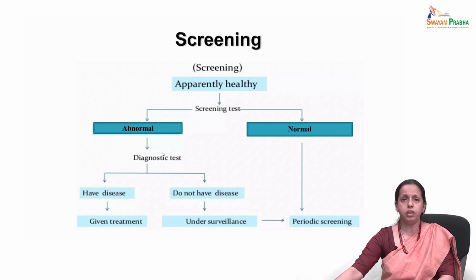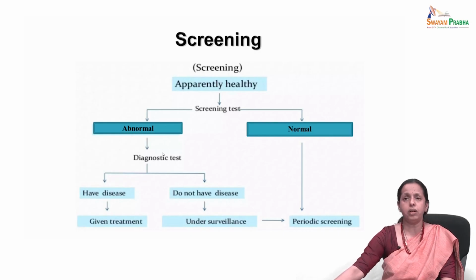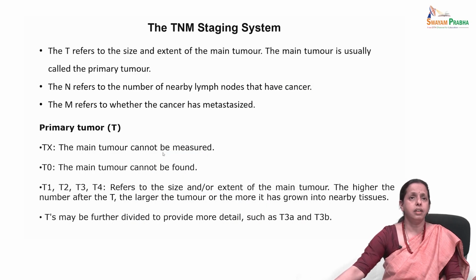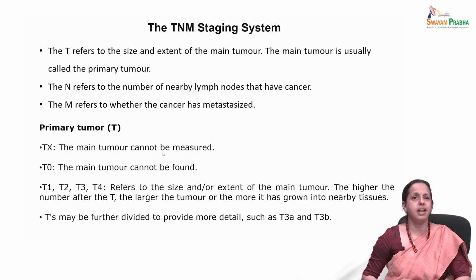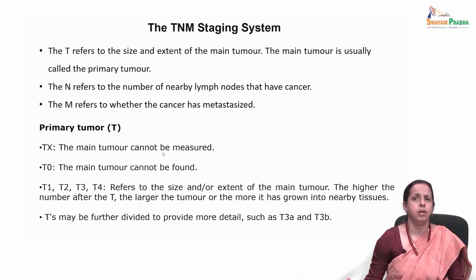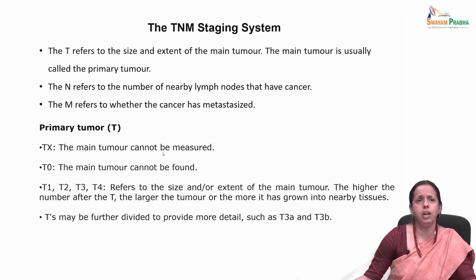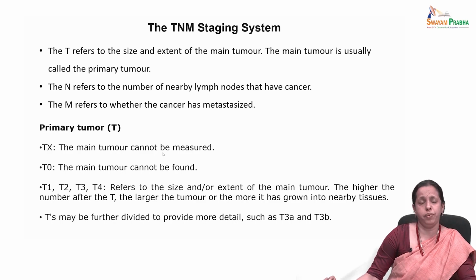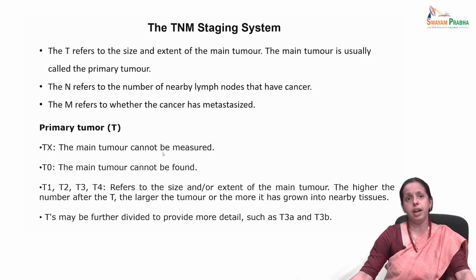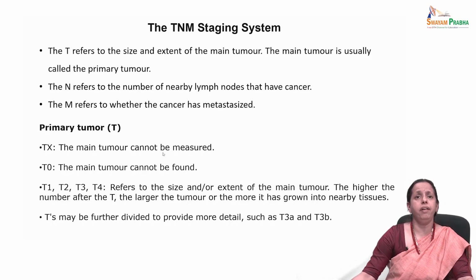Before we go into further depth, I would like to cover the different staging procedures. This is the very standard TNM staging system, with standard terminology. T refers to the size and extent of the main tumor. For example, if the breast is the primary structure, the main tumor is usually called the primary tumor. N refers to the number of nearby nodes that have cancer, that is, the nearby lymph nodes. M refers to cancer metastases.